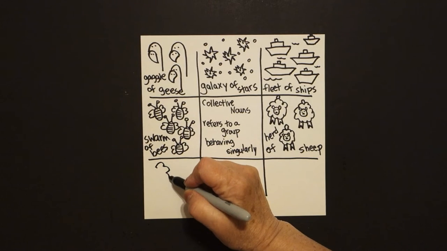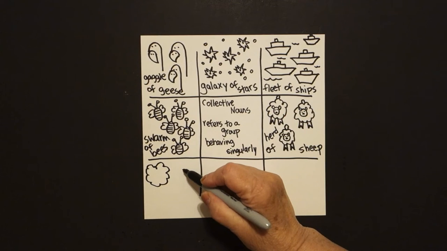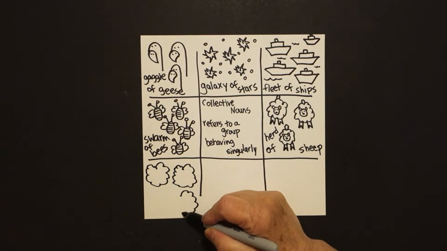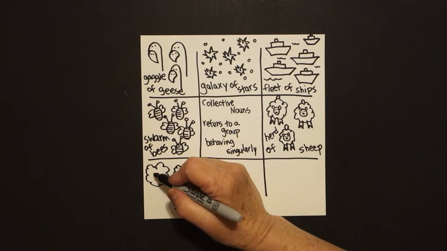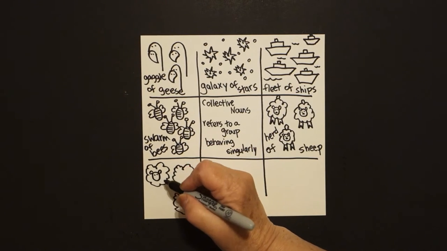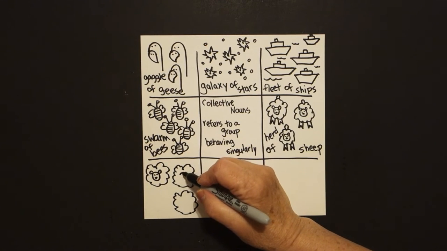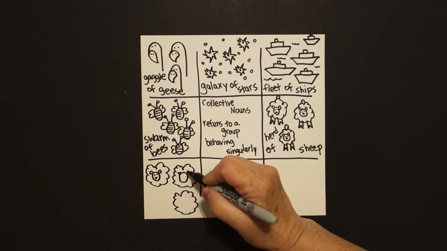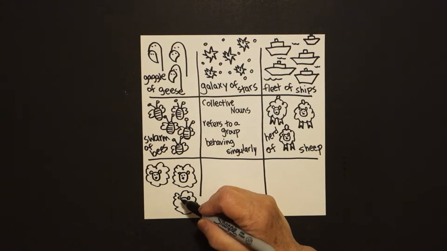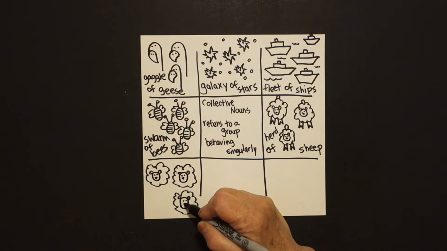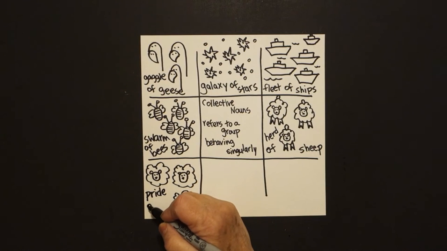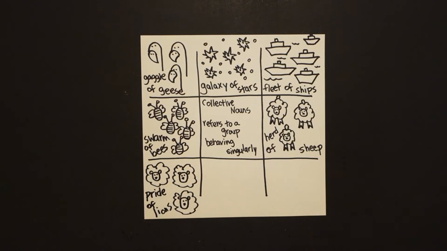Put a dot. Curve line, curve line, curve line, curve line, connect. Put a dot. Curve line, curve line, curve line, connect. Come inside. Curve line, straight line, curve, connect. One, two, dot, dot, little dot. Curve line, straight line, curve, dot, dot, little dot. Curve line, little baby circles, curve line up, dot, dot, little dot. This is a pride of lions. A pride of lions.